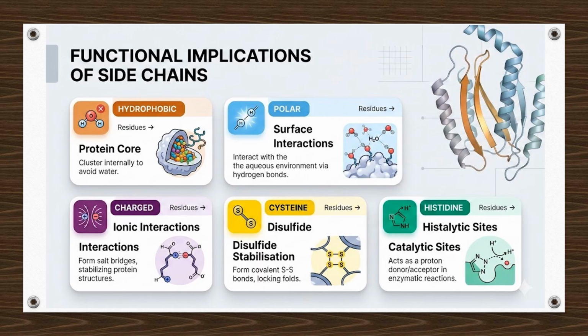Histones rich in lysine and arginine bind tightly to DNA, a key feature of gene regulation. Aromatic residues like phenylalanine, tyrosine, and tryptophan absorb ultraviolet light, a property exploited in measuring protein concentration. Tryptophan also fluoresces, allowing researchers to probe protein structure and interactions.